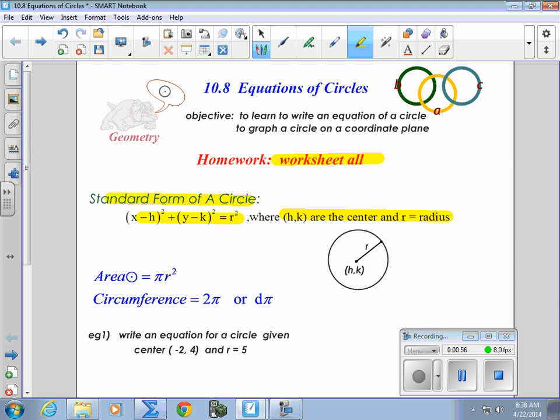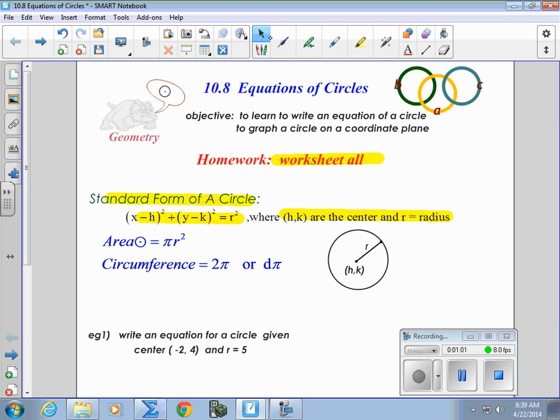I'll also get you to write down the area of a circle. The equation for the area of a circle is equal to pi r squared, and the circumference of a circle is equal to 2 pi r, or pi d. So 2 pi r, or d times pi. As you know, 2 times the radius is equal to the diameter. So on my circle over here, I have the center at h and k and the radius at r.